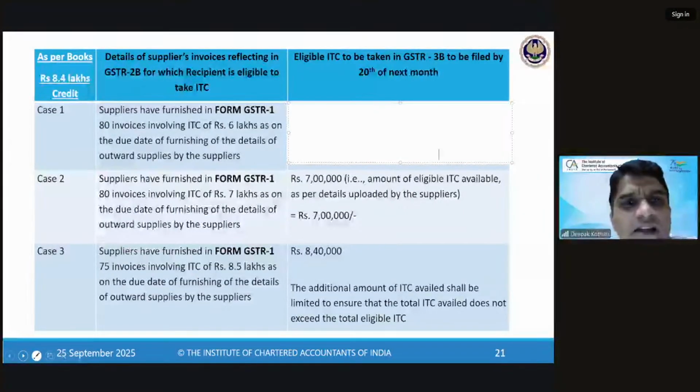The supplier has furnished in form GSTR 1 80 invoices involving ITC of 6 lakhs as on the due date of furnishing of the details of outward supplies by the supplier. Now, how much is the credit which is eligible in this first case?